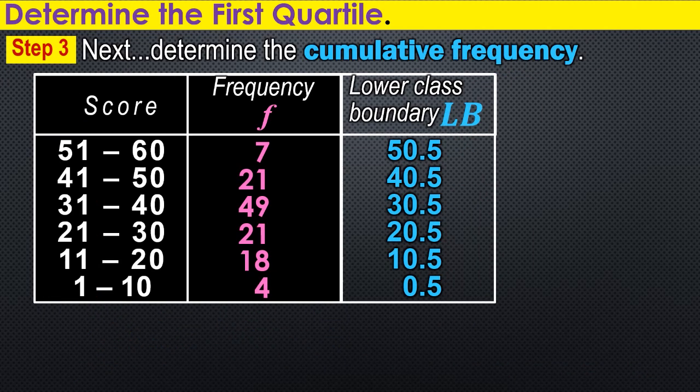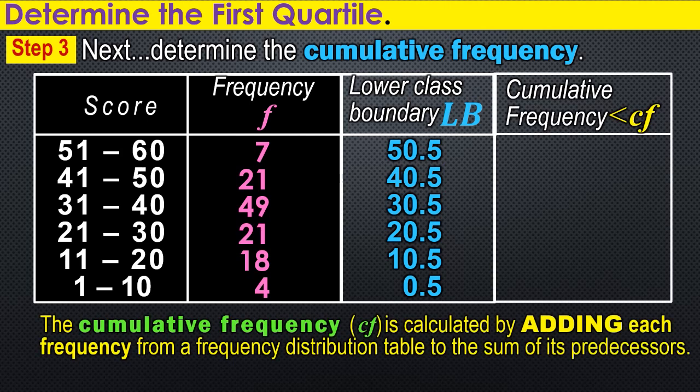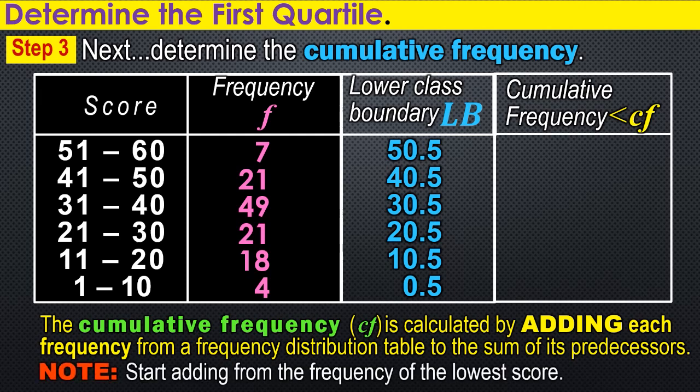We are going to determine the cumulative frequency. Now, how are you going to get the cumulative frequency? Take note, the cumulative frequency is calculated by adding each frequency from a frequency distribution table to the sum of its predecessors. Start adding from the frequency of the lowest score. So our lowest score is 1 to 10, and the frequency for 1 to 10 is equal to 4. So we are going to begin with 4.